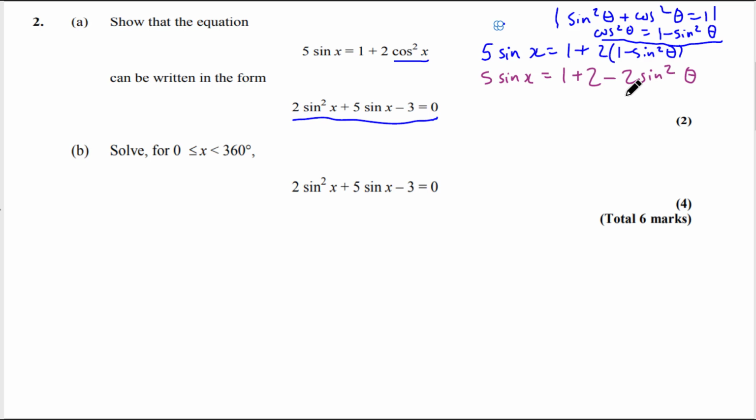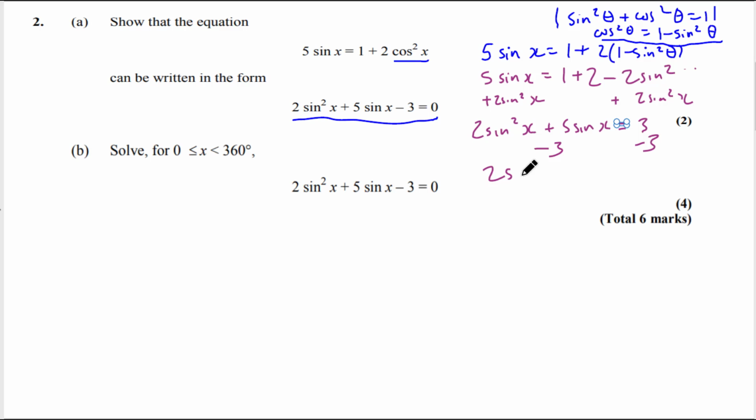Now you can see that if we plus 2 sine squared theta on both sides, we're going to get 2 sine squared x, and I'm going to change it to x because that's what the question is asking. So let's rearrange that. Equals 3, so you can see what's happening. Now you can see we just need to minus 3 on each side, and we do finish and complete what it is asked.